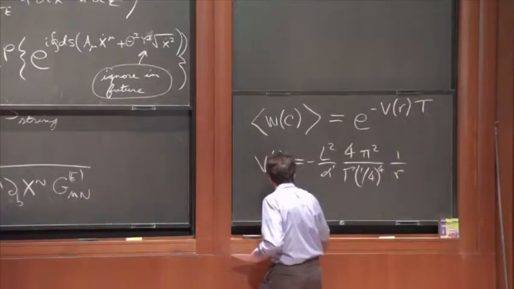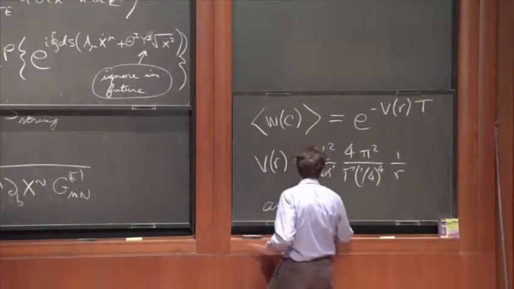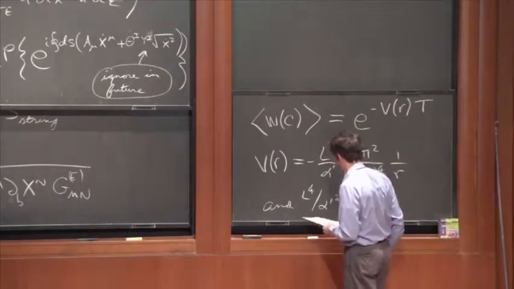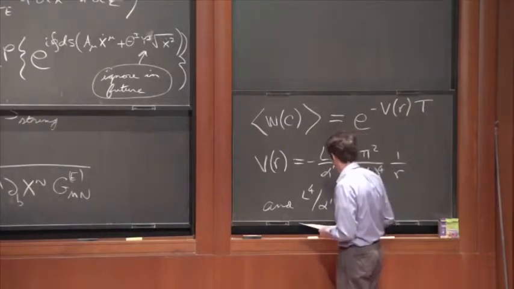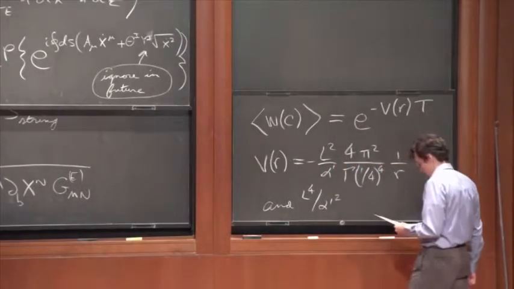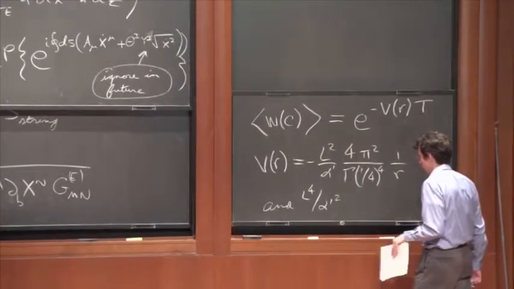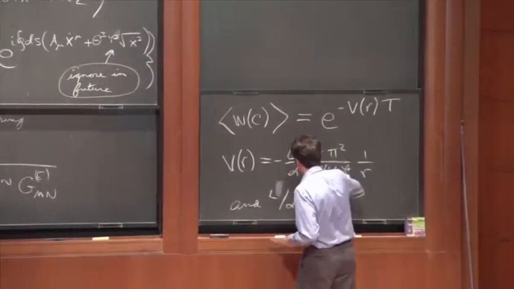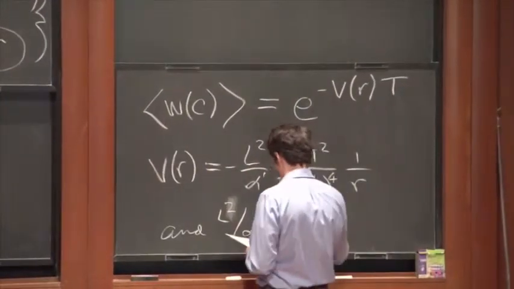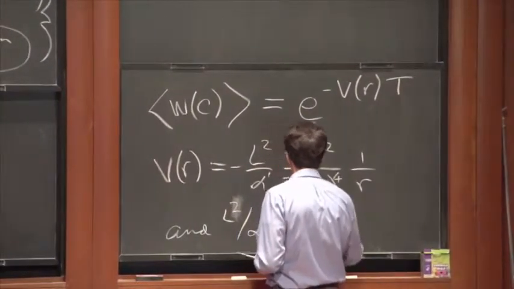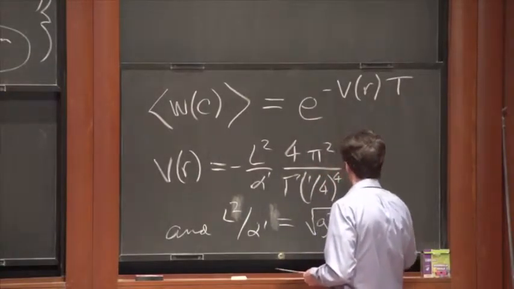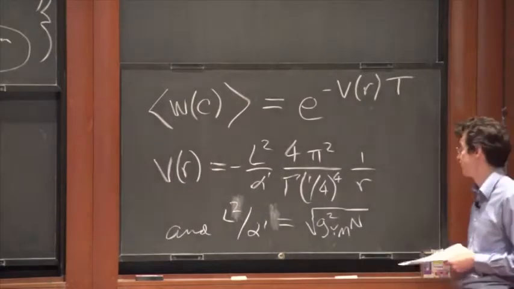And L^4 over alpha prime squared, pardon me, I'm having a moment of hesitation over factors here. L squared over alpha prime equals the square root of the 't Hooft coupling.